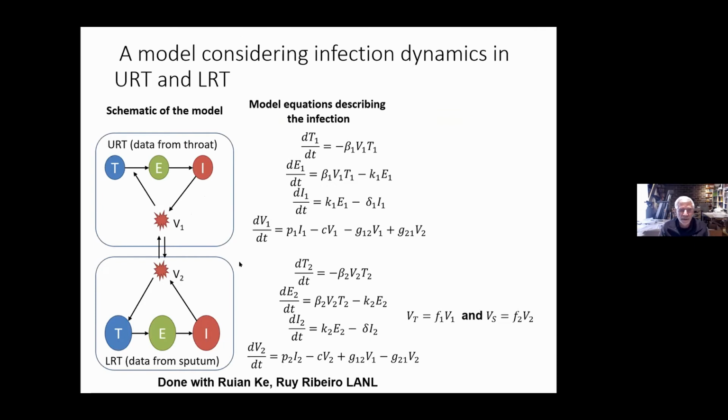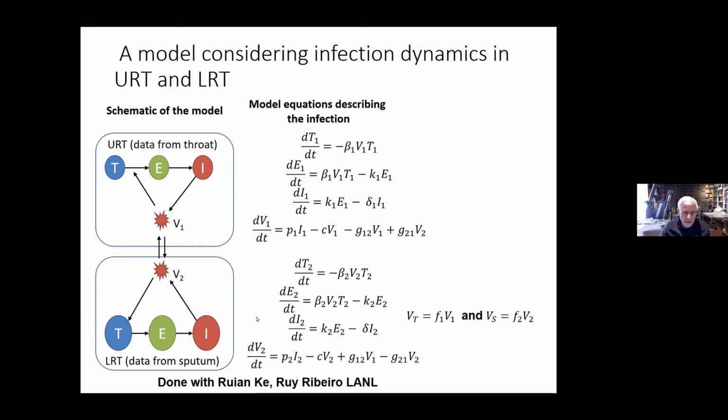So this is what I said earlier. We use the data to drive what we do, including in a model. And this work was done with 2 ex-postdocs of mine who are now staff members at Los Alamos, Ryan Key and Rui Ribeiro, who's been back on the staff for almost 20 years, and we collaborate on most viral infection modeling. So again, a very similar model. Ruan calls cells in the eclipse phase E instead of I1 and I2, but it's really the same idea. And then we allowed the possibility of virus to move between these 2 compartments.